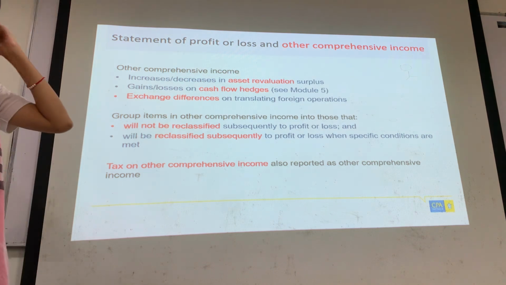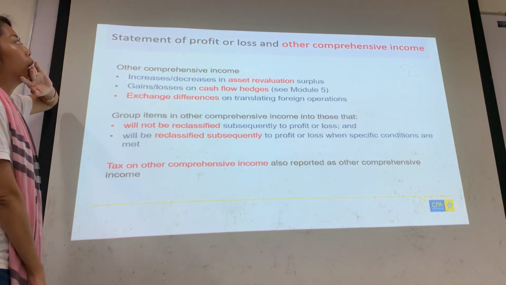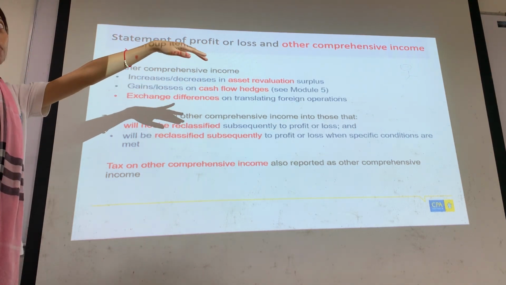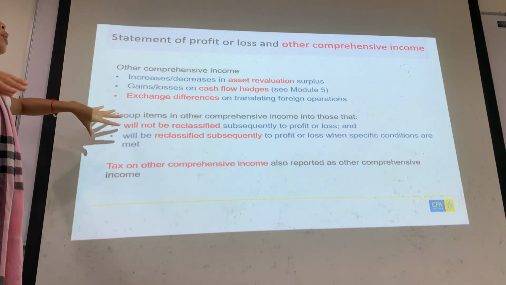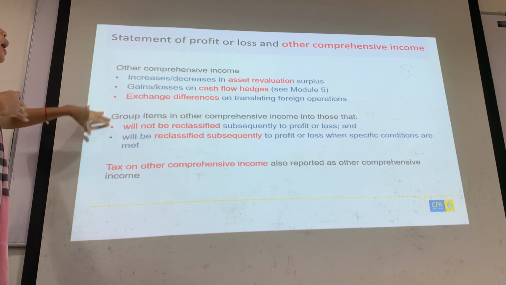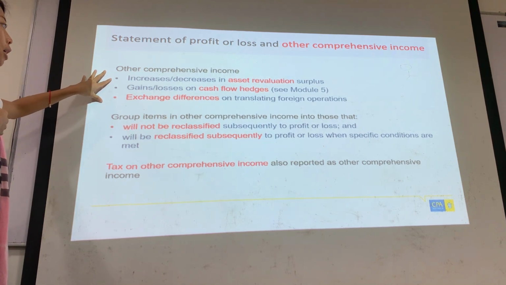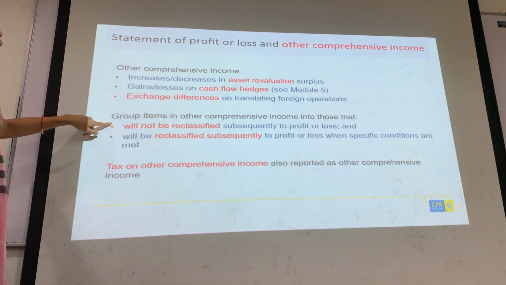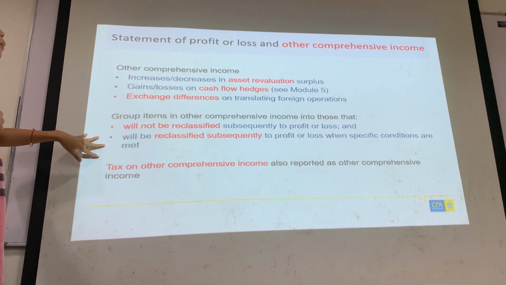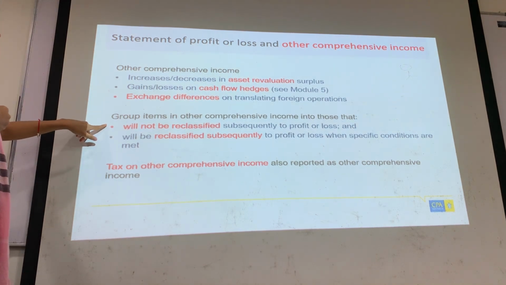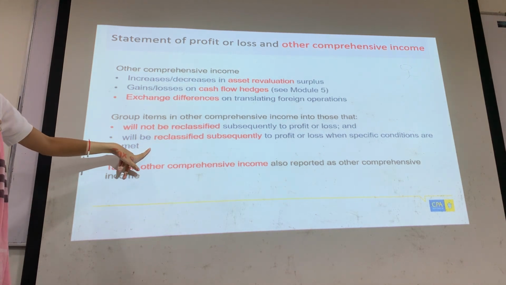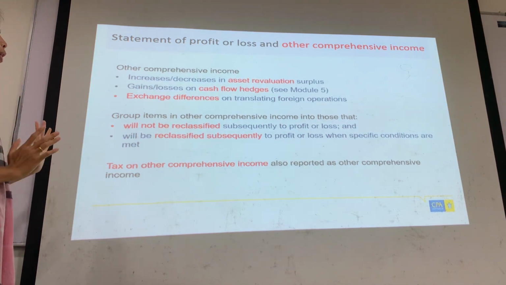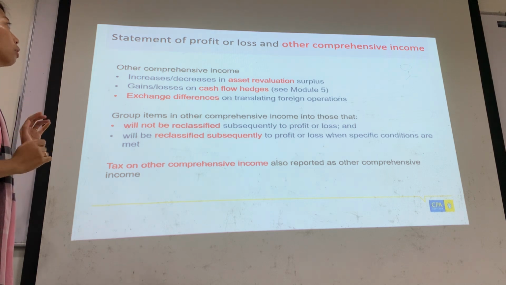Okay. If you remember, we said statement of profit or loss and other comprehensive income. You can put it into one statement or you break it into two different statements, right? And I told you other comprehensive income actually has two different categories. One is will not be reclassified subsequently. One is will be reclassified subsequently. So today we are going to focus on this. A little bit confusing, alright?